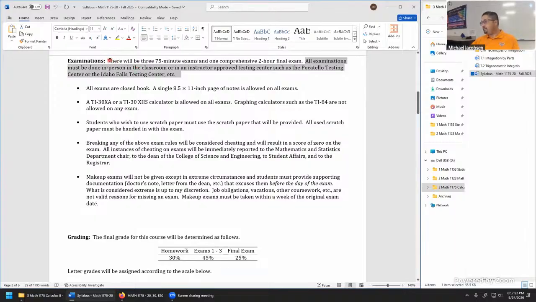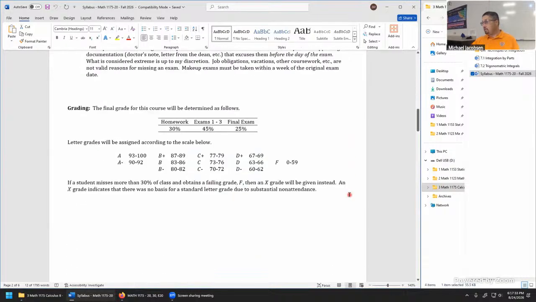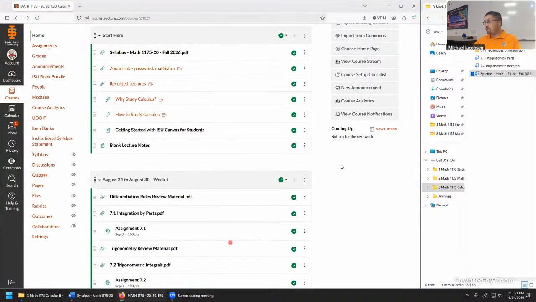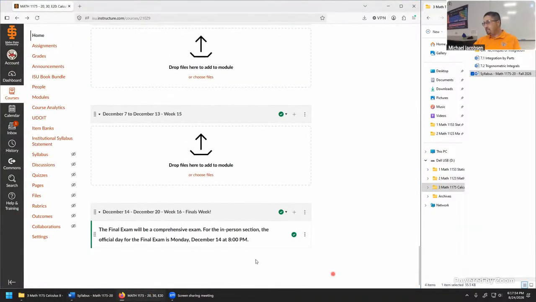So we'll all have 3 in-person 75-minute exams and 1 comprehensive 2-hour final exam. On the syllabus, there's a schedule down below for the exams. These are the firm dates. The sections, if we take a little bit of time on one section or the other, the section dates on this day-by-day schedule are tentative so that we can have some flexibility. But the only things that are firm are the 3 exam dates and then the final exam. For the in-person section, the final exam is going to be at a really awful time.